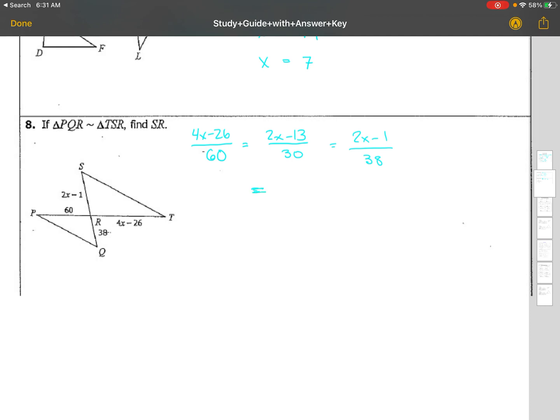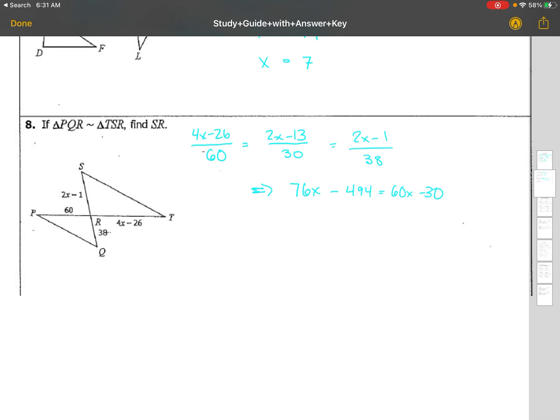And when we cross multiply, we're going to get 38 times 2 is 76. So 76x minus 13 times 38. Let's go with 504, I think. 13 times 38 is 494. I was off a little bit. So 76x minus 494 equals 60x minus 30.